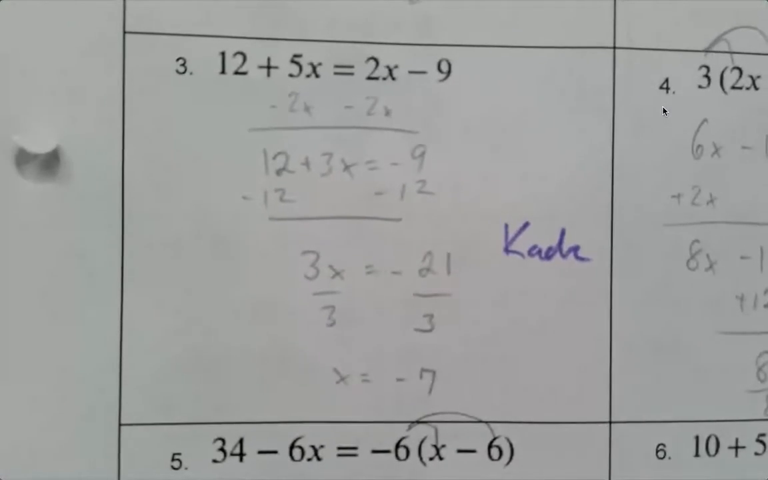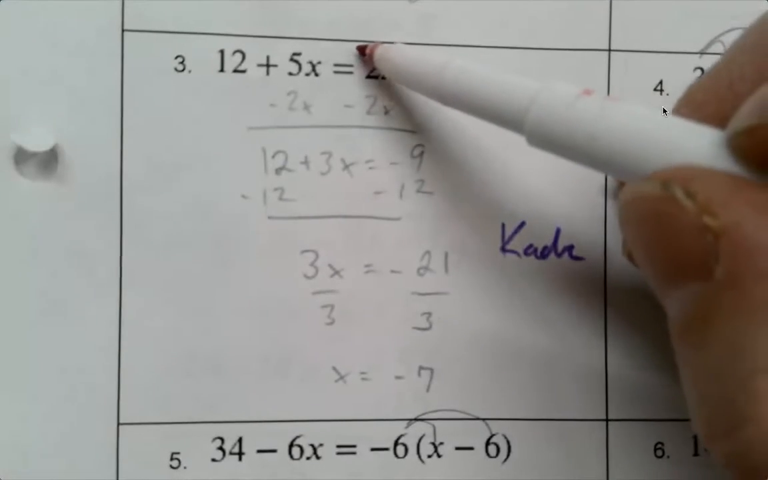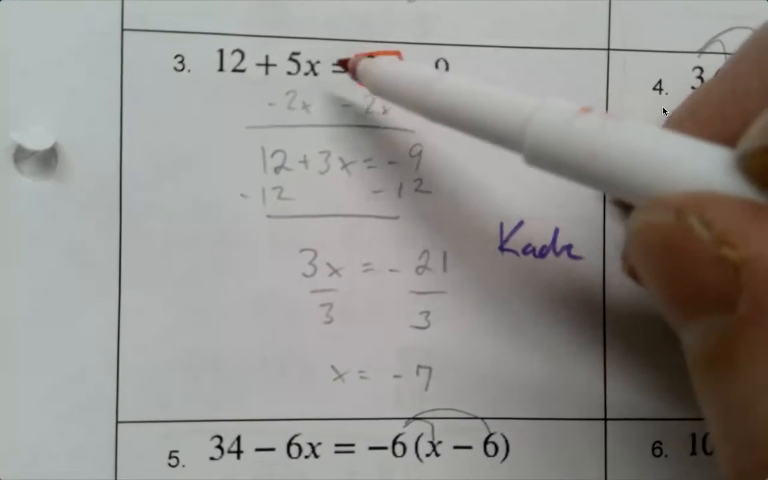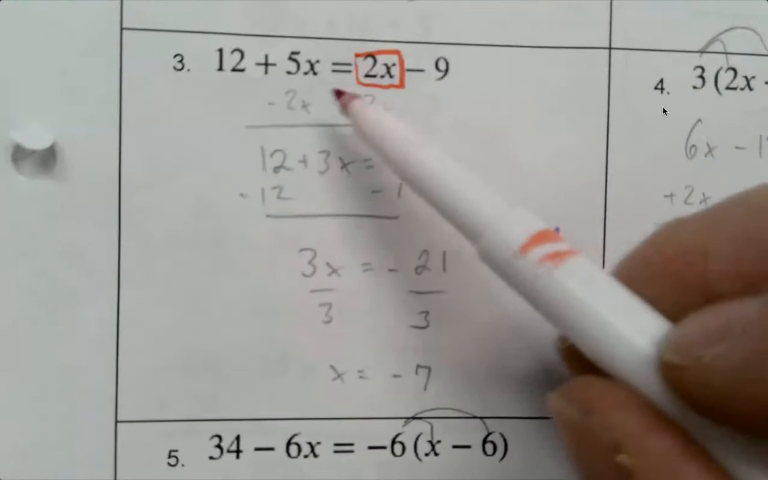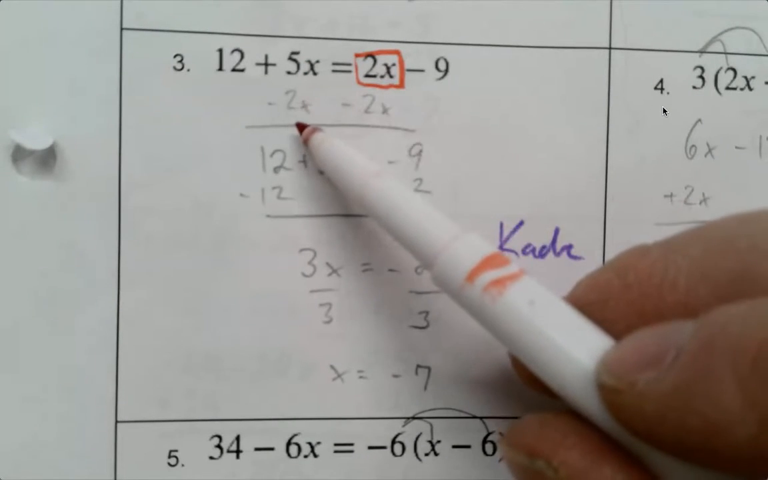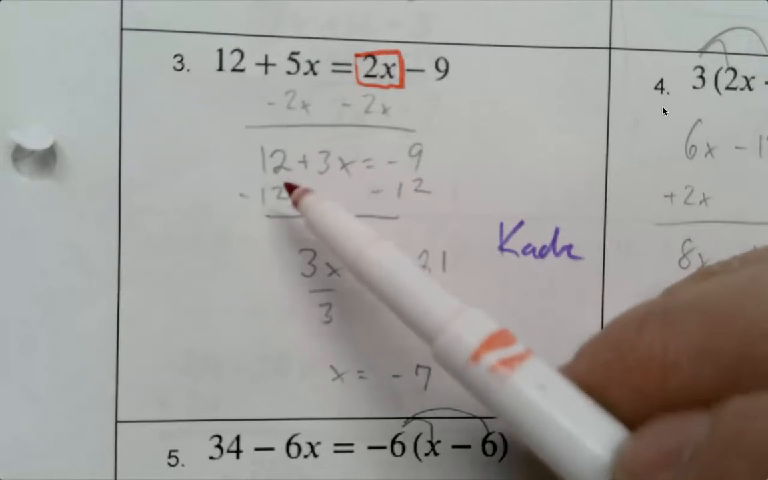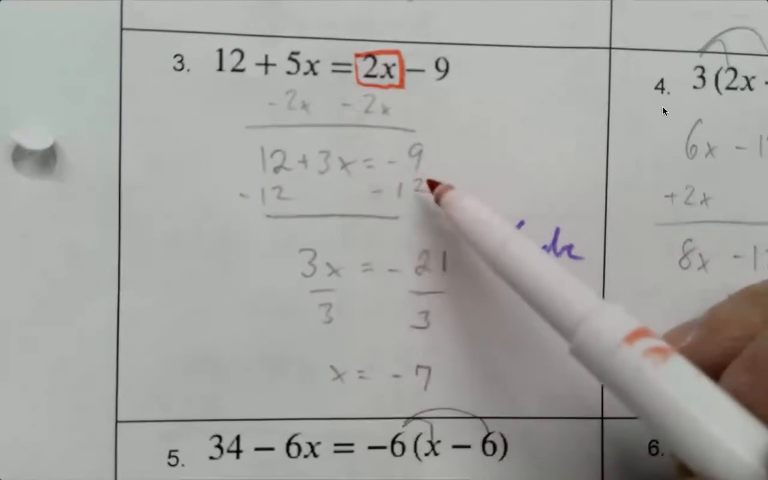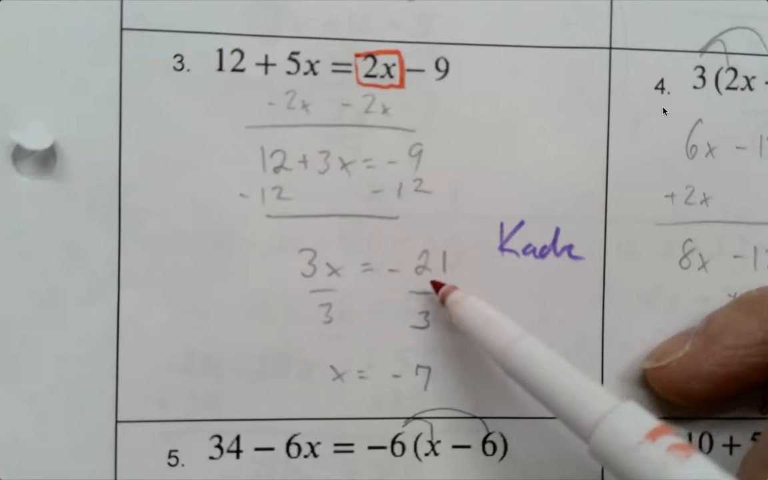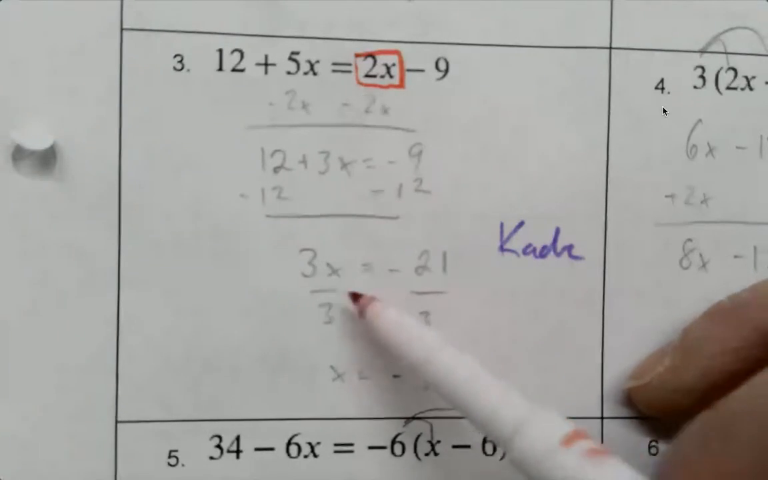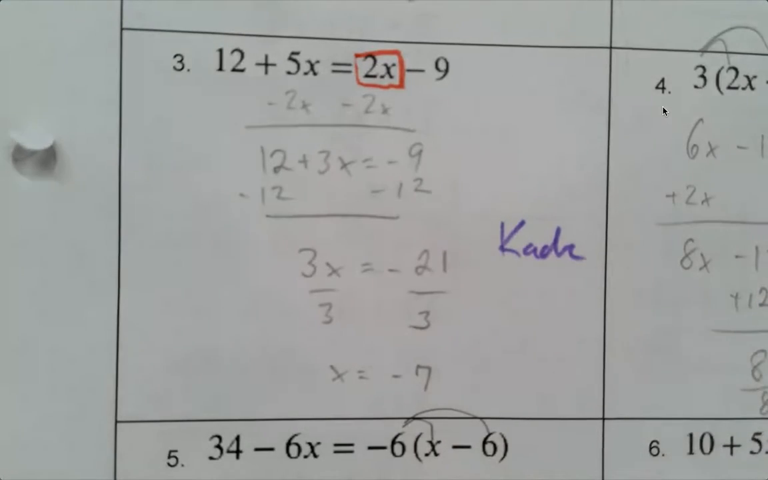Then we introduce variables on both sides. You always want to get rid of the smaller variable term first. So I subtract this 2x, and I do it to the other side, keep my variables together. I'm left with 3x. Then I minus the 12 to get negative 21, and then divide by 3 to get rid of that multiply by 3, and I get negative 7.